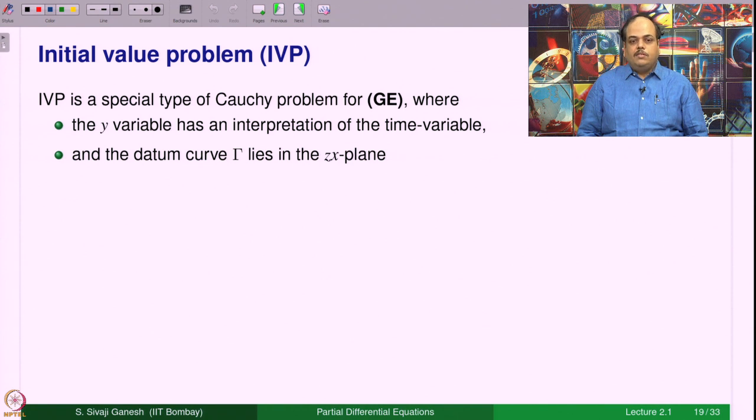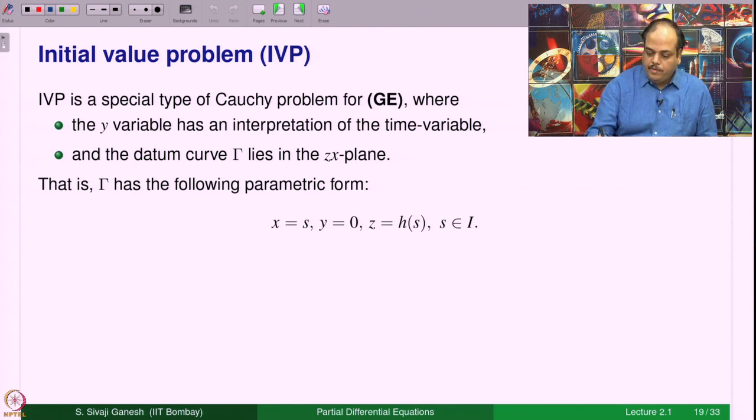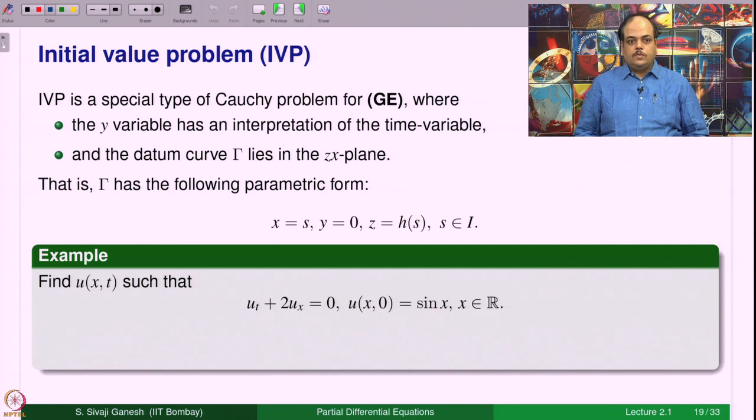and the datum curve now lies in the zx plane given by x equal to s, y equal to 0, z equal to h(s). In other words, what we will be asking is actually u(x, 0) equal to h(x) should be satisfied. This is what we are asking for the Cauchy problem, for the solution of the PDE. So, find u(x, t) such that u_t plus 2 u_x equal to 0 and u(x, 0) equal to sin x.